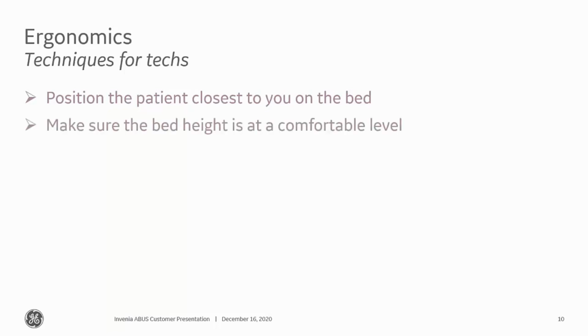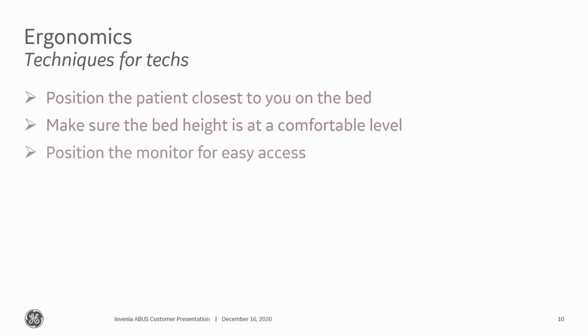Make sure the bed height is at a comfortable level. Every technologist is different in height, so you don't want to be straining, stooping, or on your tiptoes with your shoulders up by your earlobes. Just make sure that bed is at a good height, typically waist high, and that allows you to be able to see into the membrane and make sure you're covering all the tissue and make sure you have good contact with the membrane.